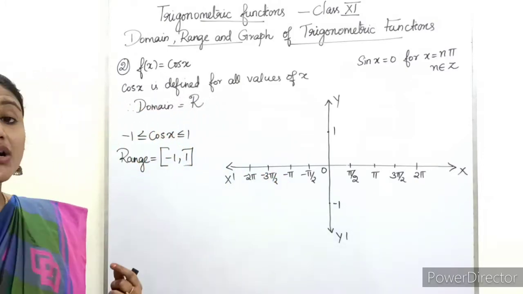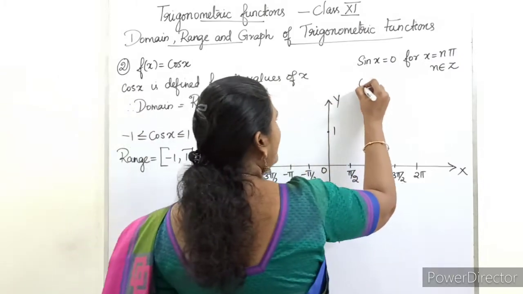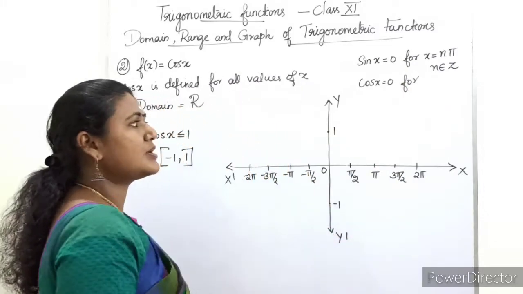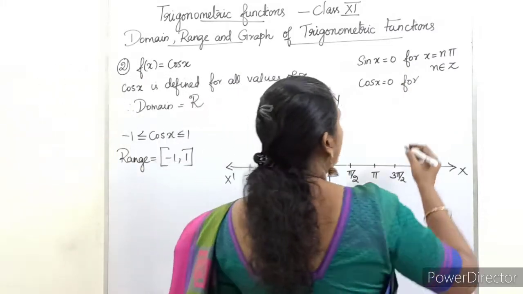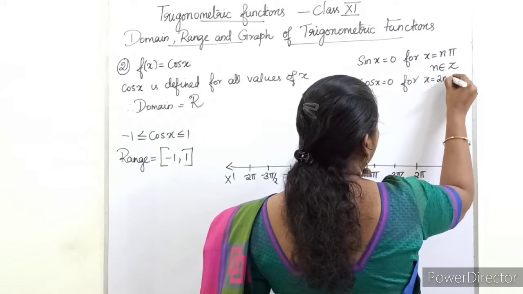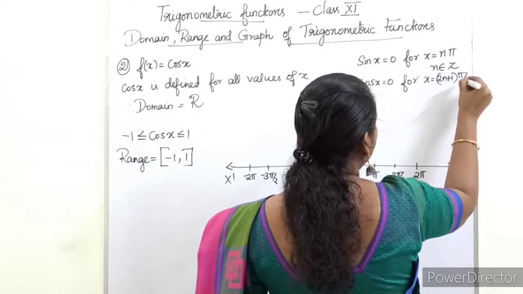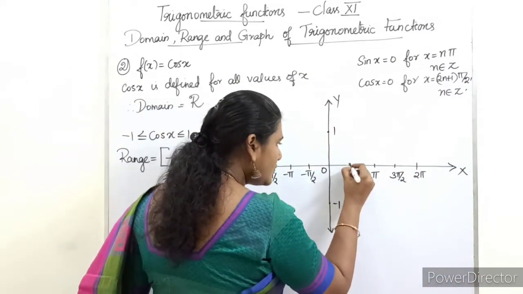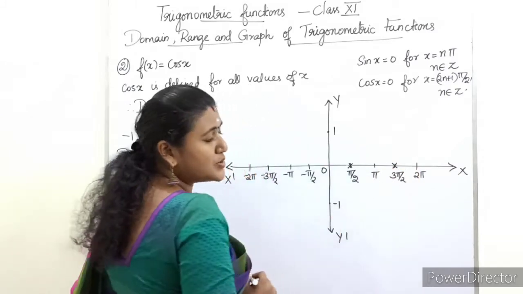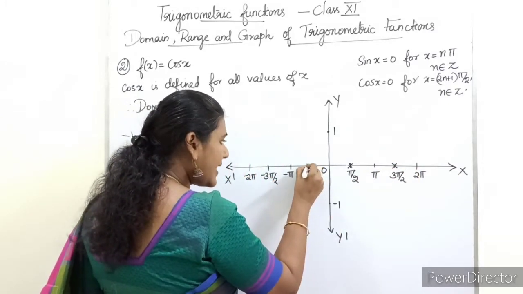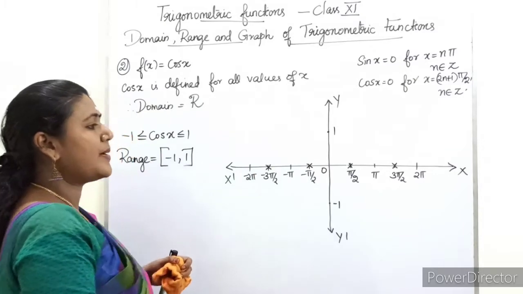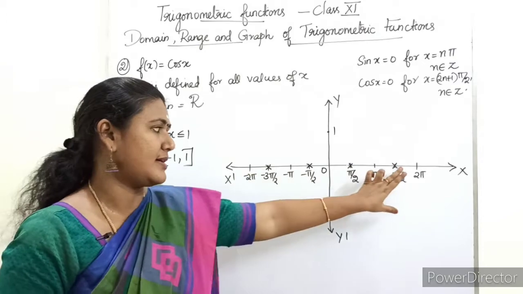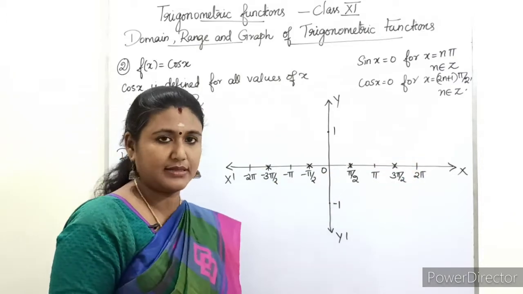Okay, so when is the cos function 0? When you have cos x equal to 0, this we have already studied. Cos x is equal to 0 for all odd multiples of pi by 2. That is, for pi by 2, cos x is 0, and for 3 pi by 2 cos x is 0, and similarly for minus pi by 2 and minus 3 pi by 2 the cos x values are 0. So at these angles you can mark points on the x-axis.